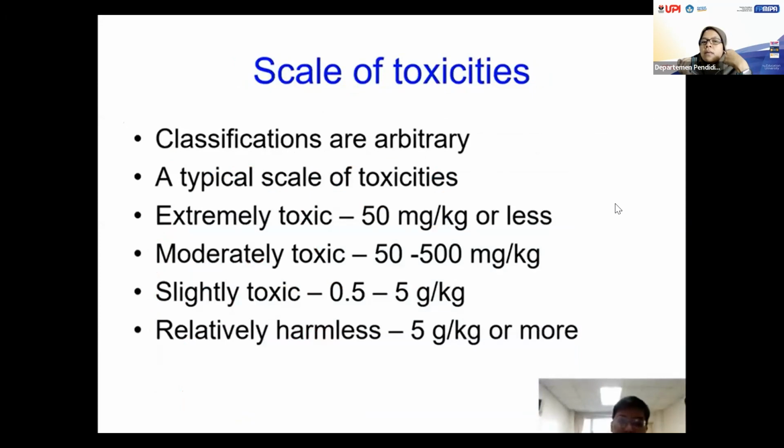So generally, the classification, as I mentioned, is arbitrary. The typical scale they usually use is something like this: extremely toxic, moderately toxic, with numbers. These are actually arbitrary, and maybe you have slightly toxic and relatively harmless, depending on the chemicals and animal or human study.